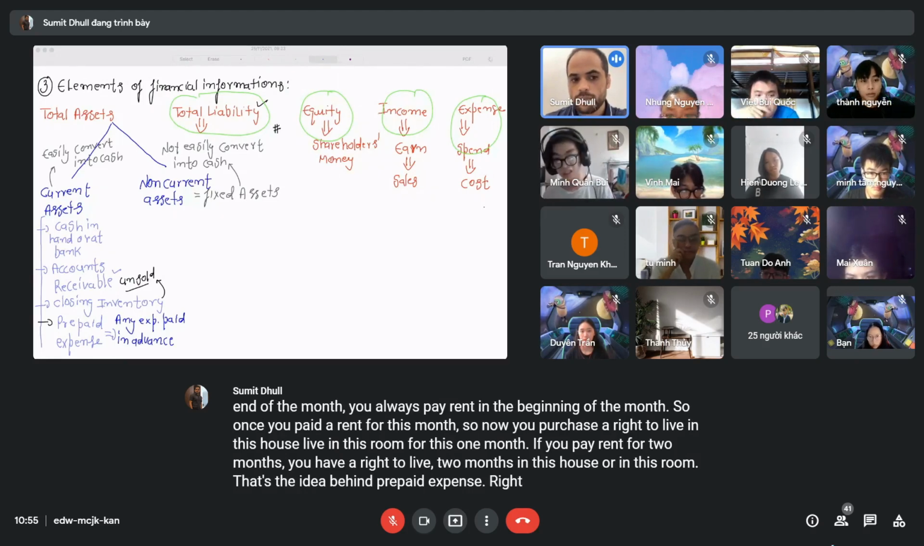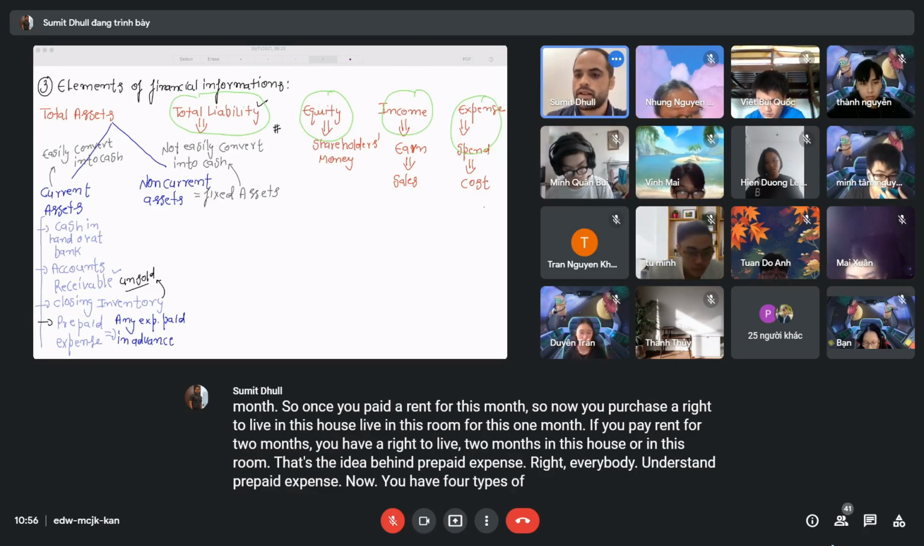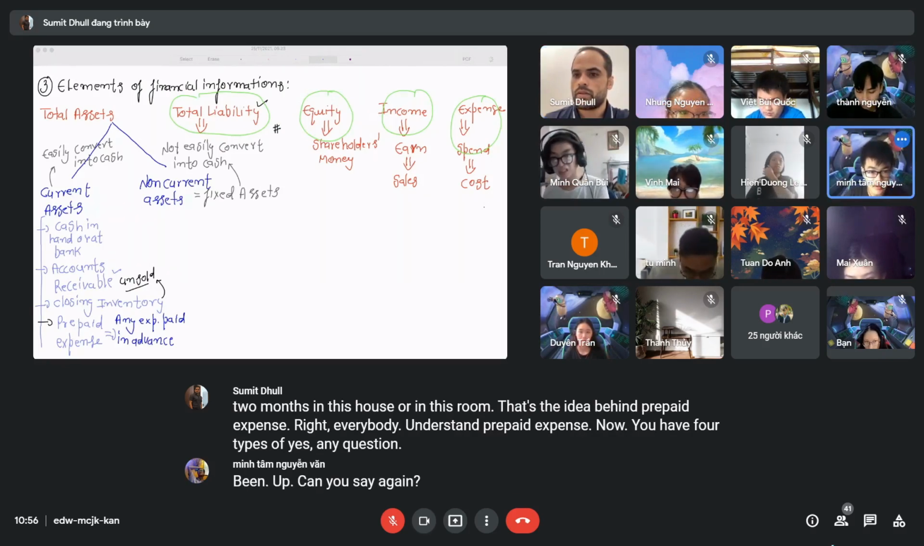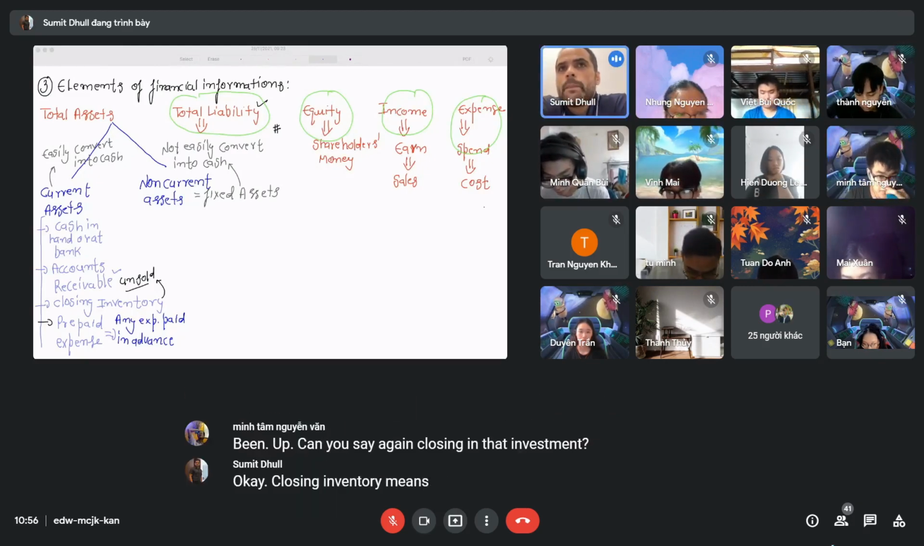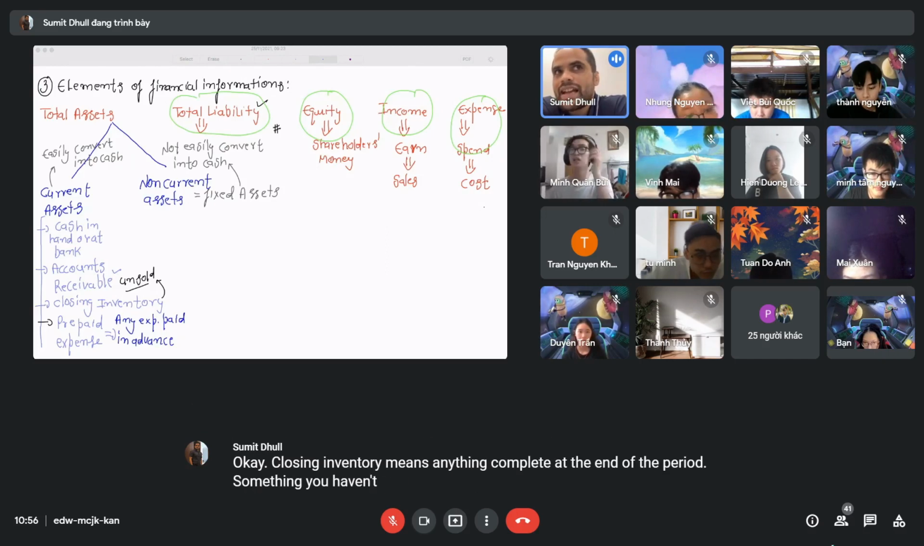Right? Everybody understand prepaid expense? Now, you have 4 types of, yes, any question? Can you say again, closing inventory? Okay. Closing inventory means anything company haven't sold at the end of the period. Something you haven't sold, it's still inside the company.